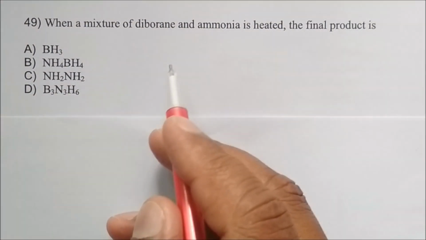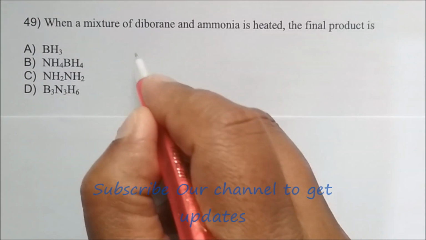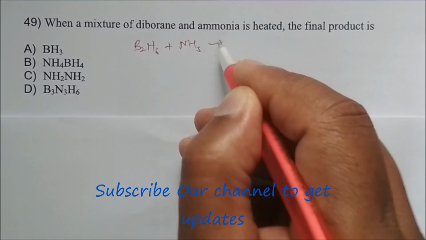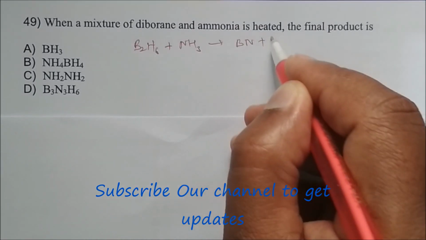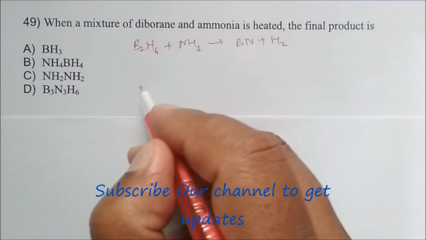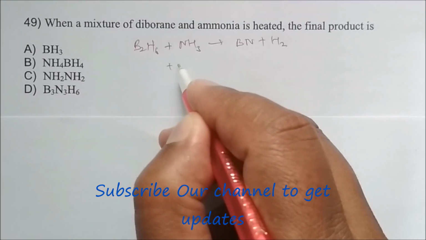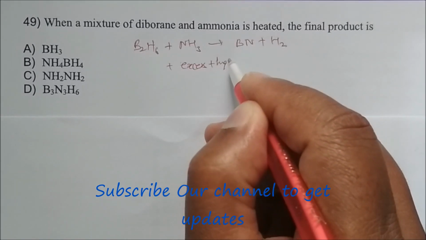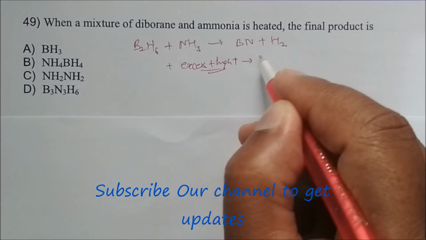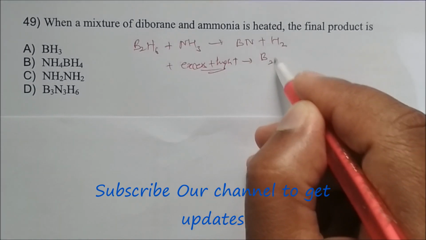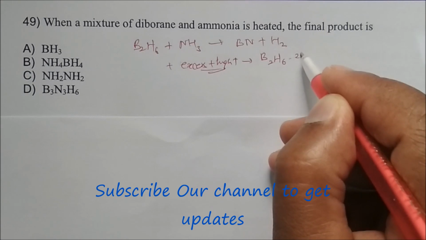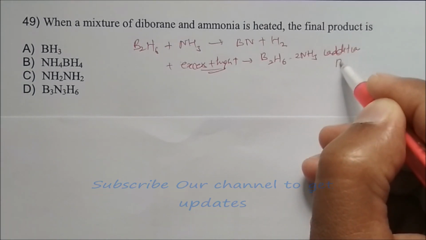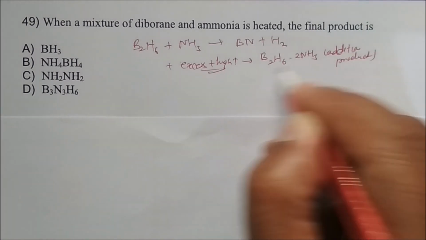When a mixture of diborane and ammonia is heated, what is the final product? If you heat diborane, B2H6, with ammonia, you will get BN plus hydrogen. Okay, so the final product BN is not given here. Next, with excess ammonia and at high temperature, diborane will convert into B2H6·2NH3. This is nothing but the addition product. In this option, this compound is also not given.